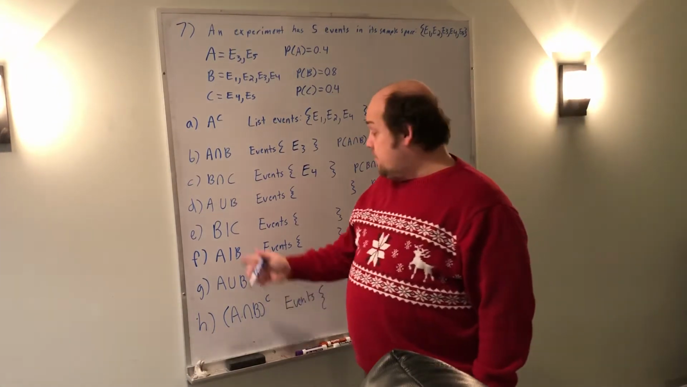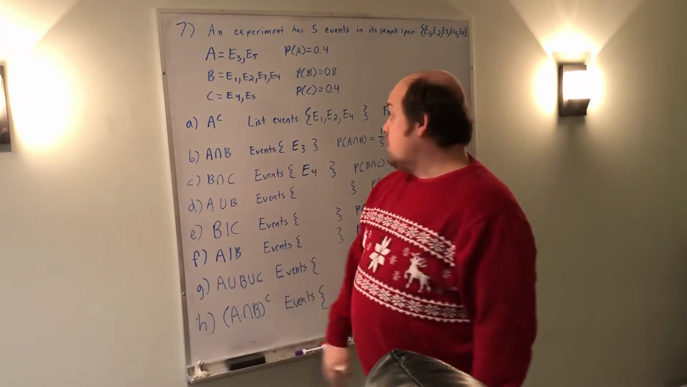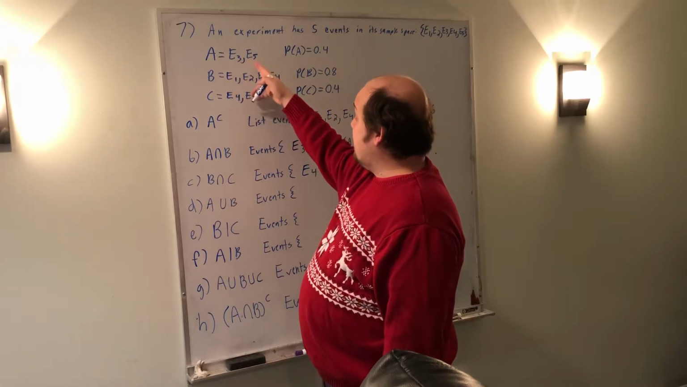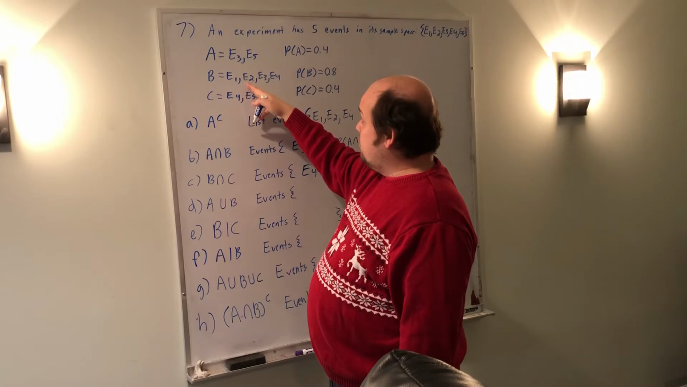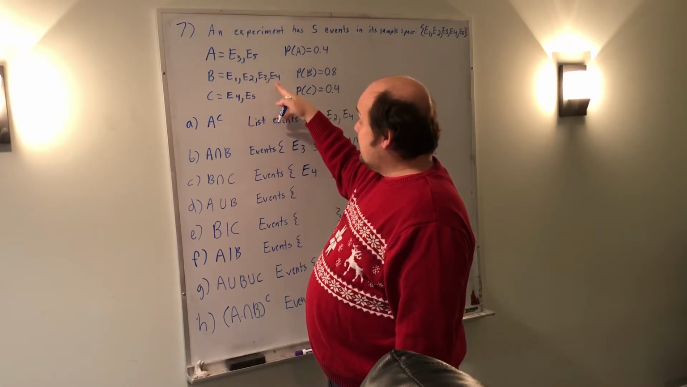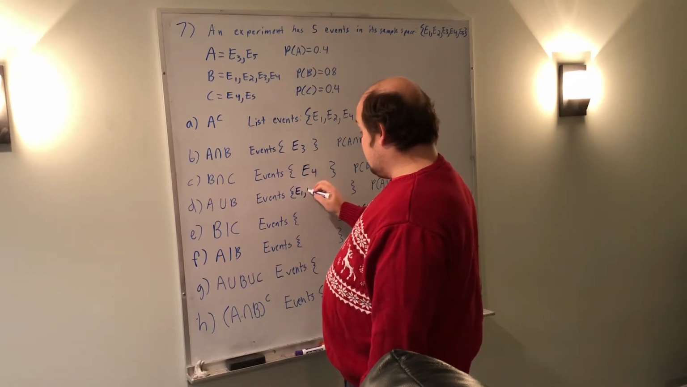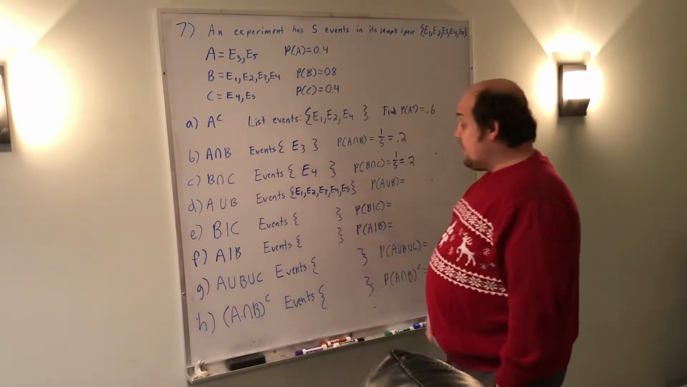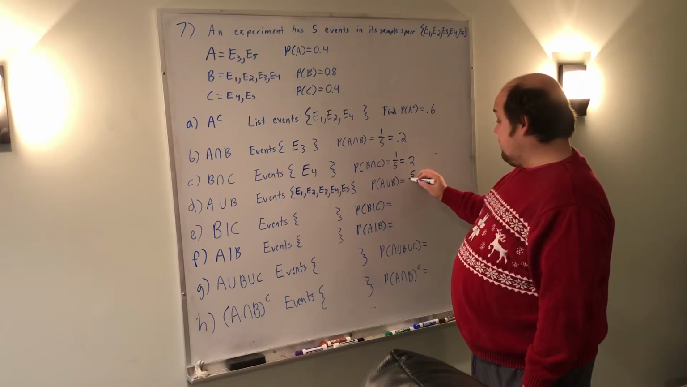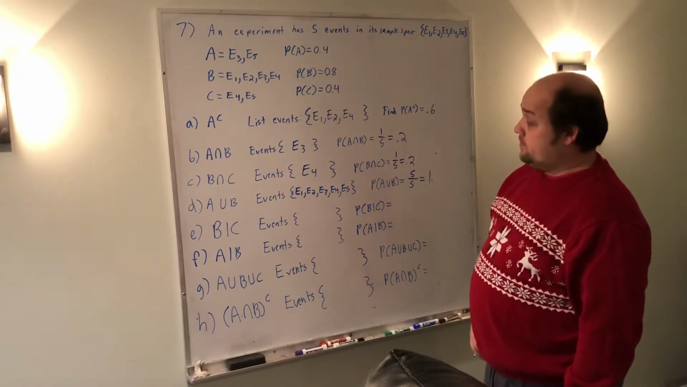For A union B, when it has this symbol, it means it includes anything in both or either. So I start with A and say E3 and E5 count. Then I add in things from B, so I add in E1 and E2. I already counted E3, now I add in E4. That means we end up with everything in the sample space: E1, E2, E3, E4, and E5. Since we have everything in the sample space, we have 5 of the possibilities out of 5. That's why it occurs with probability 1.